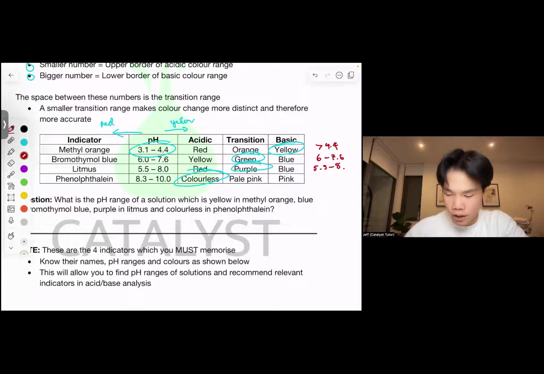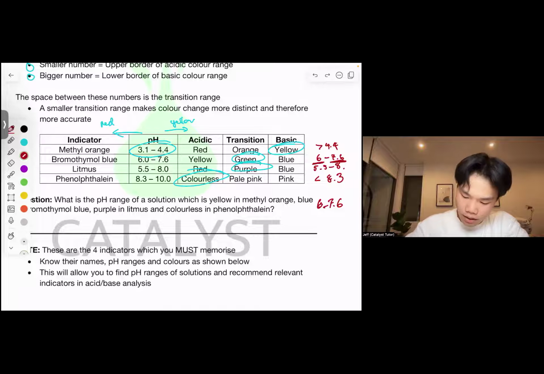And phenolphthalein, if it's colorless, it's showing less than 8.3. So the narrowest range that we can get to, the highest lower number is 6, and the lowest upper number is 7.6, which tells us the range is 6 to 7.6. We can't narrow it down any more than that.